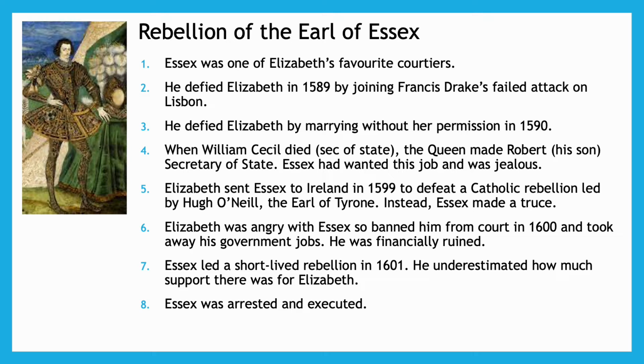So she sent Essex to Ireland to try and defeat a Catholic rebellion. But instead of actually doing this, Essex made a truce, which was not what he was supposed to do. Elizabeth was furious, so she banned him from court in 1600 and took away his government job. So this patronage that she granted him, she stopped that. And Essex rebelled in 1601.